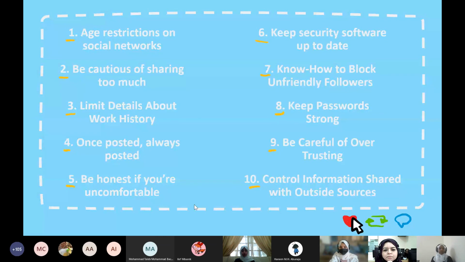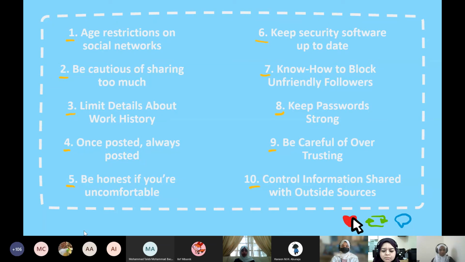Number six, keep security software up to date. Having the latest security software, web browser, and operating system is the best defense against viruses, malware, and other online threats. Number seven, know how to block unfriendly followers. Nearly every social networking platform gives users a way to protect themselves from harassment or unwanted contacts. When joining a social network, one should familiarize themselves with how to block any member. Once a person has been blocked, he or she will no longer have the ability to interact with the individual who has done the blocking.